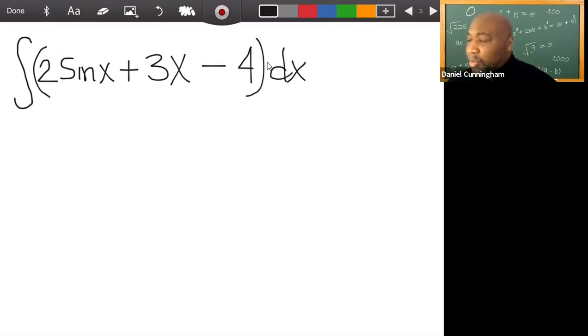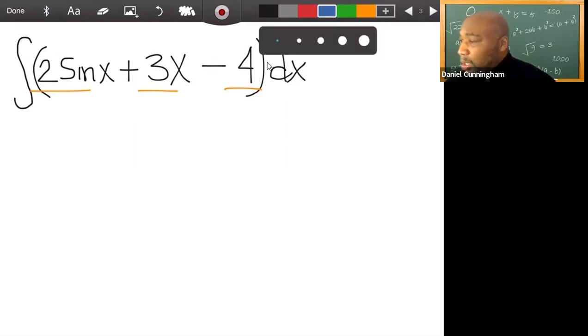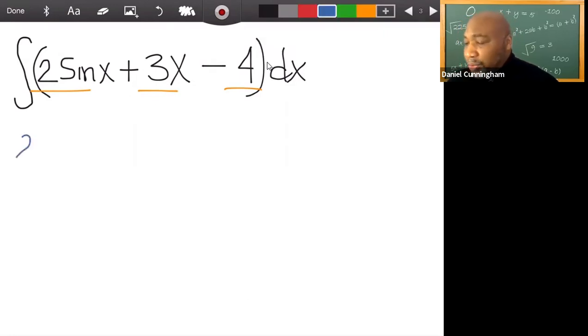In this case, we could take them individually, the antiderivative of each of these. Now, since that 2 is in front of the sine of x, we can factor out a 2 and figure out what the antiderivative of sine of x is. So this will give me 2, we factor out the 2, and remember the antiderivative of this will be a negative cosine of x. So don't forget, that's a negative cosine of x.